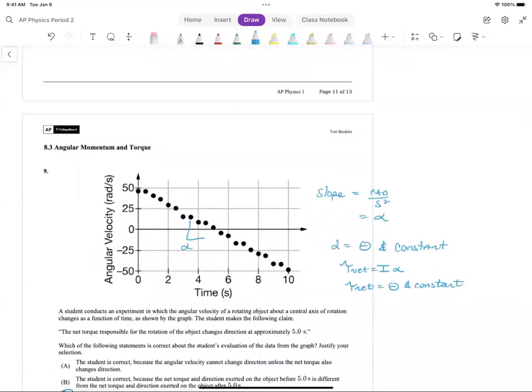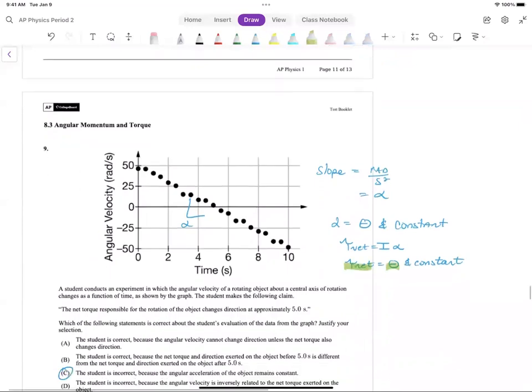Angular velocity versus time. The slope is radians per second squared. That gives me the angular acceleration. And if I look at the graph, it's constant and it's negative, okay? That means torque is constant and it's going to be negative. They're in the same direction.